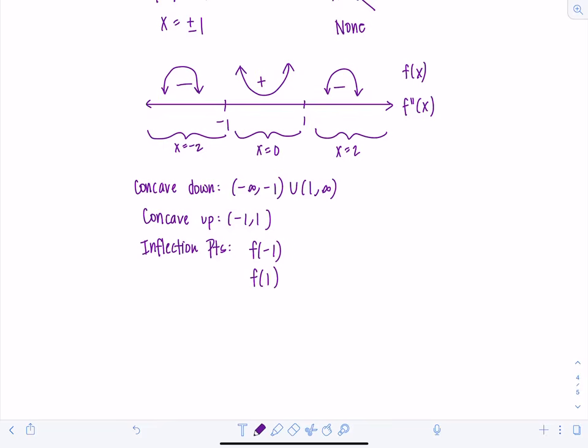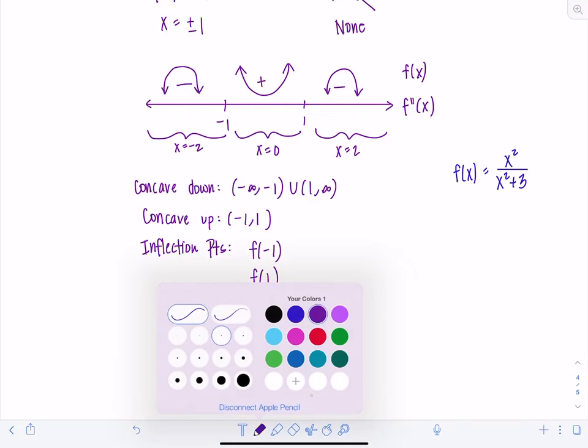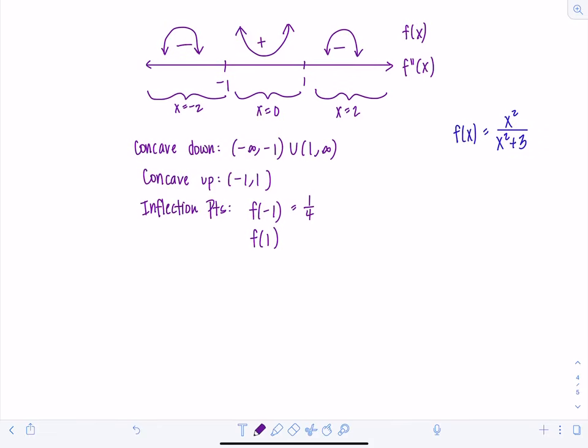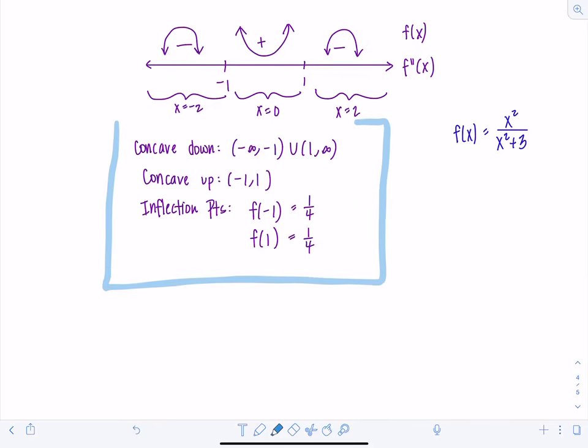And we want to also give what the function value is at those points. In case you forgot, I'll remind you, f of x is x squared over x squared plus 3. So if I substitute 1 into the function, I'll have 1 over 1 plus 3. So that's 1/4, and the same thing for negative 1. So these are both 1/4. All right, very nice. That concludes that example.